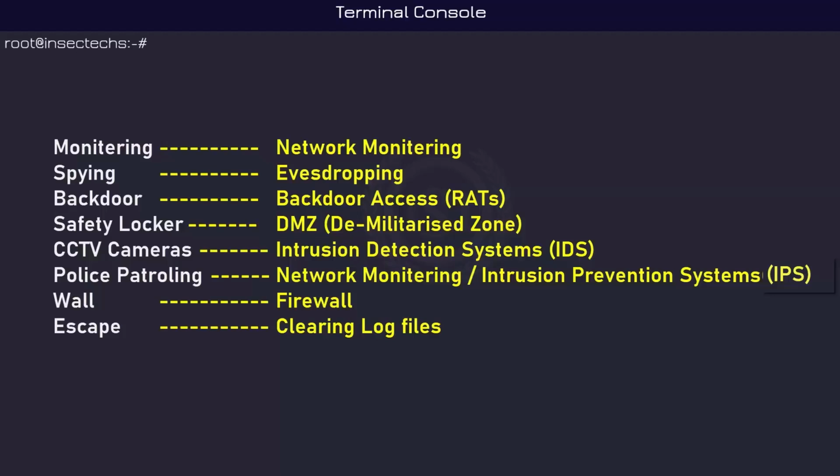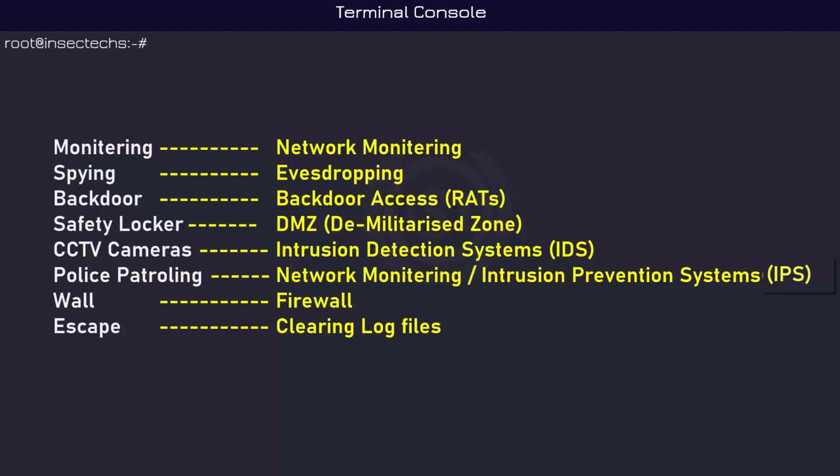Then backdoor. Backdoor is the backdoor entry that you have already learned in terminologies. And CCTV cameras can be related to intrusion detection systems. Like in CCTV cameras, your activity is monitored. Of course, you may not be prevented at that time, but you may be monitored. And police patrolling can be related to network traffic monitoring again, and also to intrusion prevention systems. Like if police are continuously patrolling the area, you may be prevented from the intrusion.